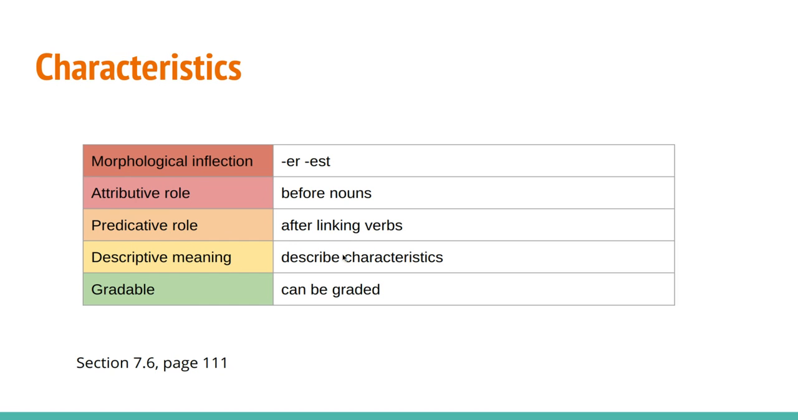Descriptive meaning, if they describe characteristics, of course. So remember that descriptive meaning has to do mainly with physical appearance. Sometimes it has to do with age. Sometimes it has to do with material, what something is made of, size, shape, color.